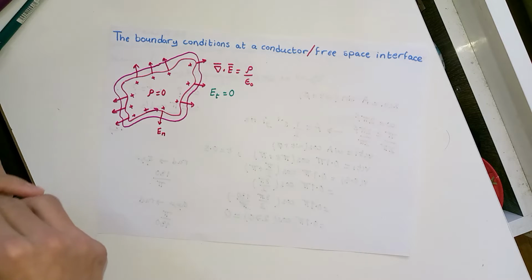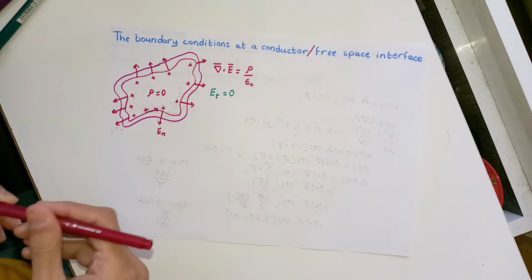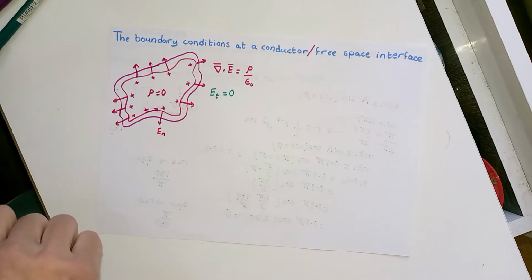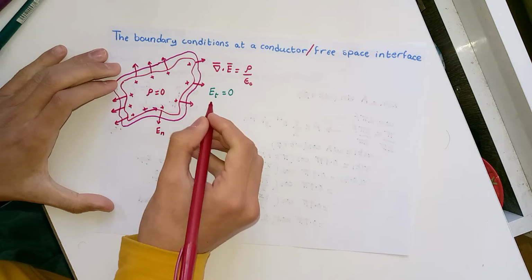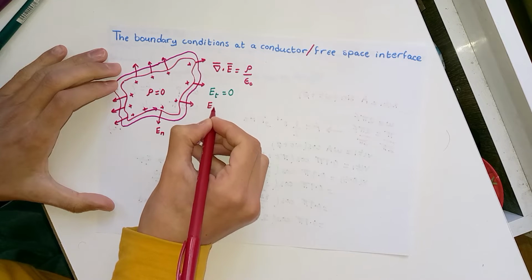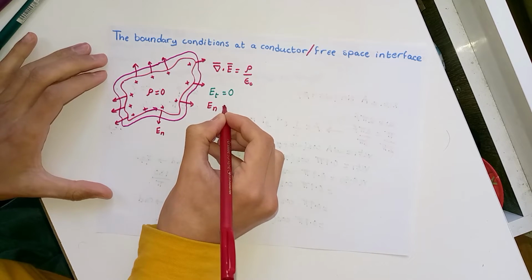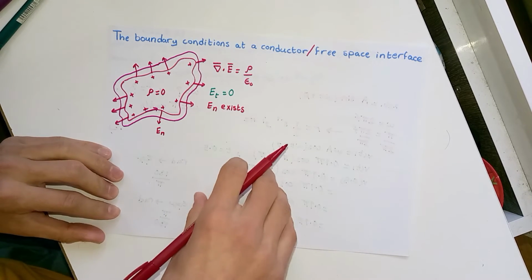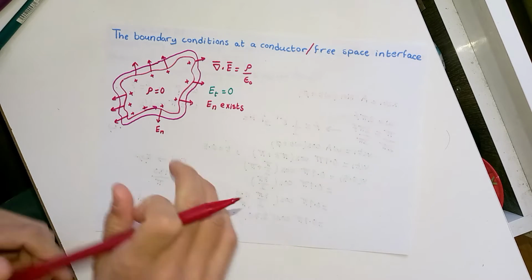Accordingly, we can conclude that at the interface of conductor and free space, we don't have a tangential electric field, but we have normal electric field components. Normal electric field components exist. Okay, now let's do this mathematically.